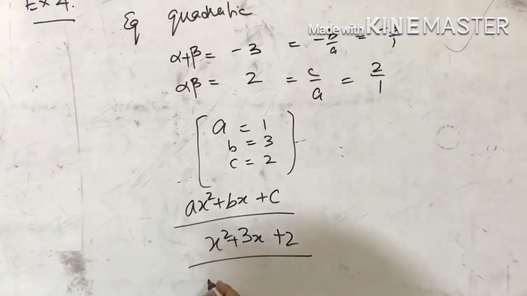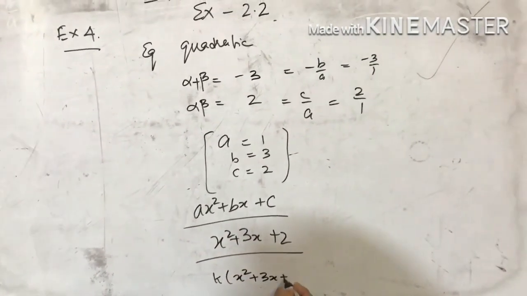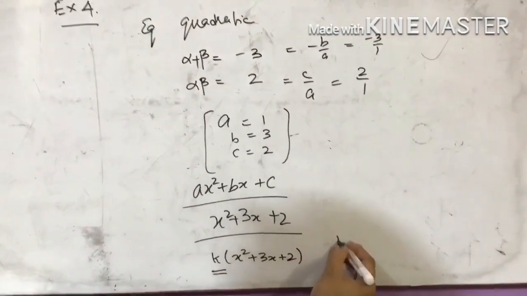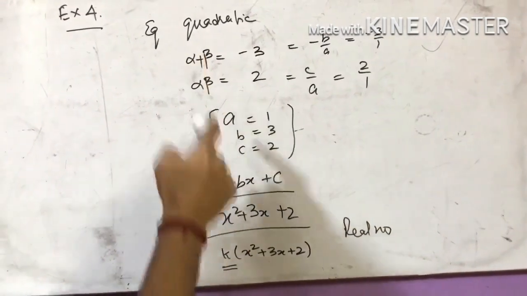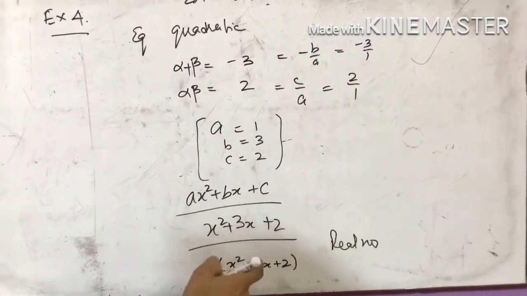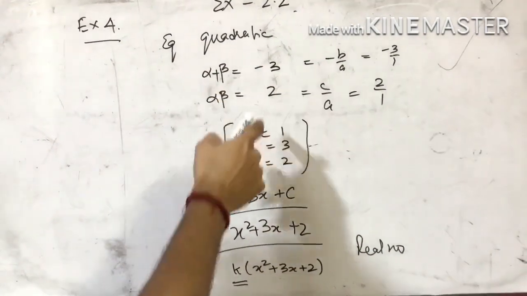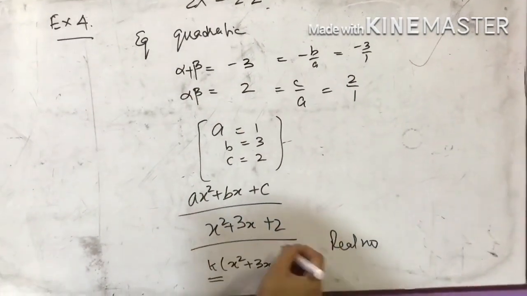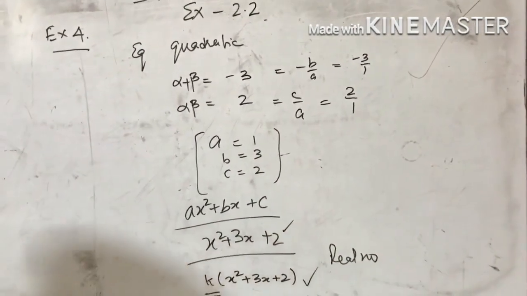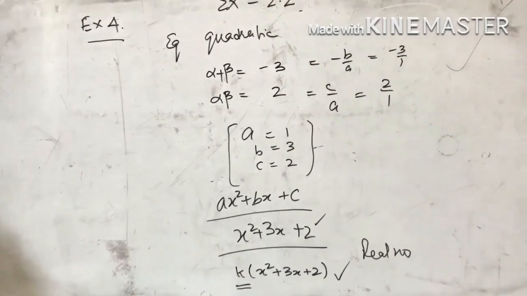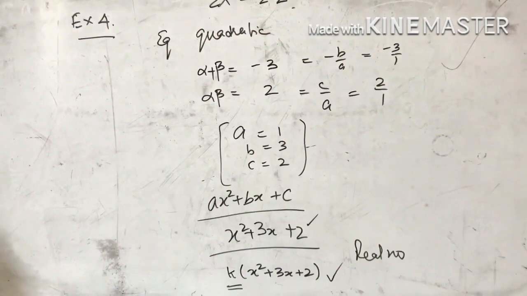This is one of the equations. Other equations can be like this: kx square plus 3x plus 2, where k is any real number. Whatever number you put here, it is only a common factor. When you find the roots of all those equations, add them and multiply them, you will get the same answers. So generally we can write this as the quadratic equation, because there are a lot of equations which have such conditions.